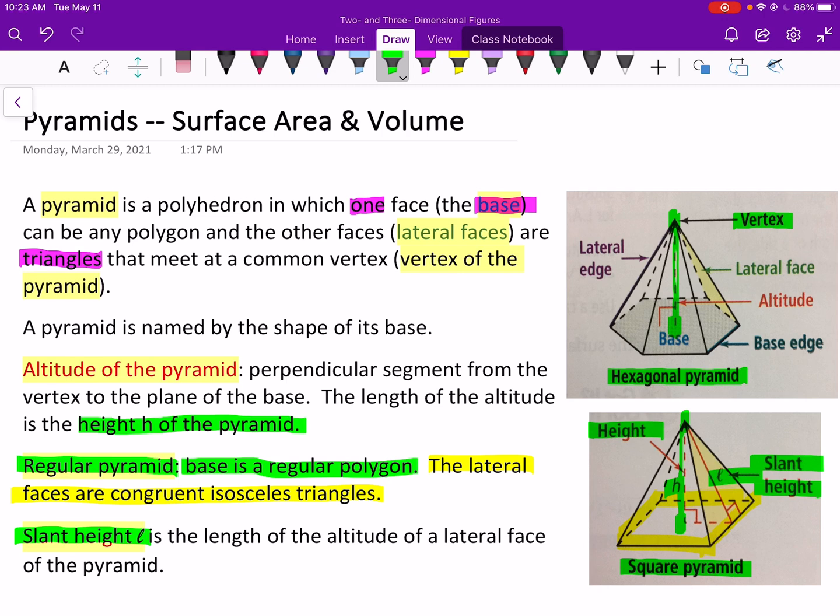Now I'm going to continue on with some examples. As far as taking notes, I would encourage you to pause the video, draw the diagrams, and label the parts so that those of you who aren't here can get a good handle on the vocabulary.